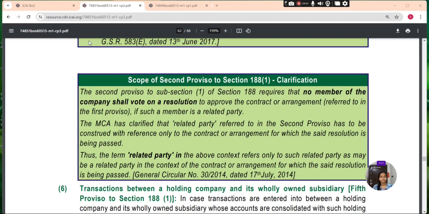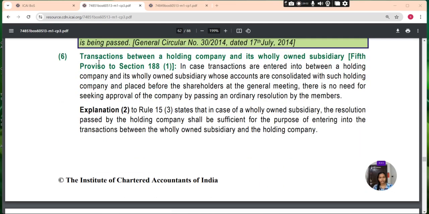Then, how will the transaction be treated between the holding company and its wholly owned subsidiary. Proviso to section 188: in case transactions are entered into between a holding company and its wholly owned subsidiary whose accounts are consolidated with such holding company and placed before the shareholders at the general meeting, there is no need for seeking approval of the company by passing an ordinary resolution by the members.